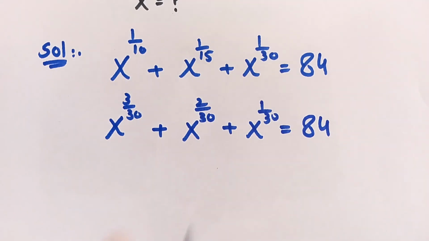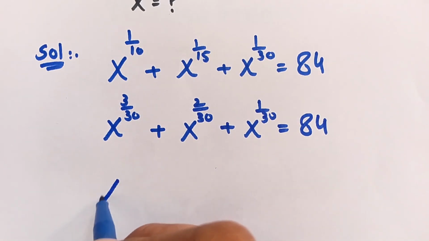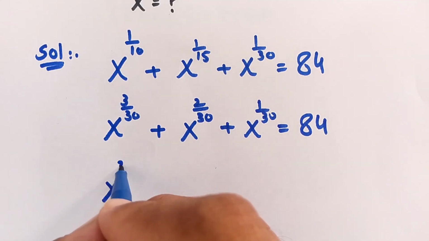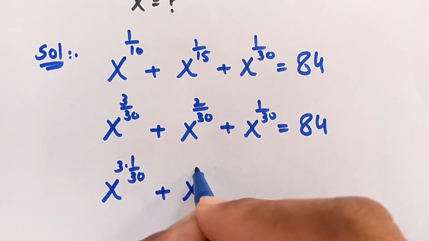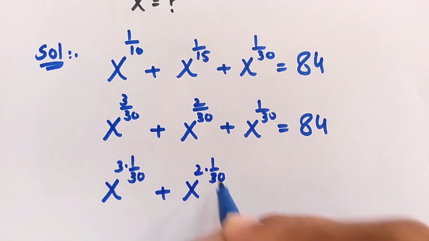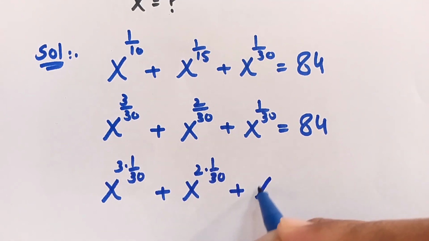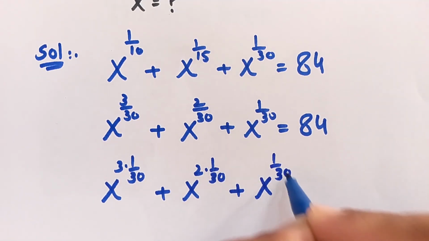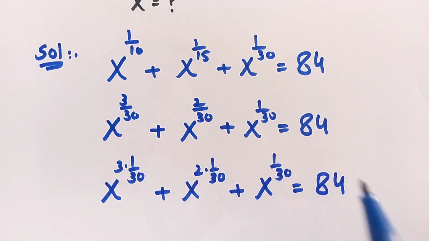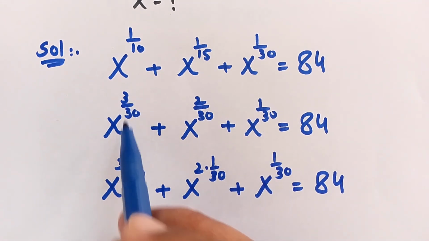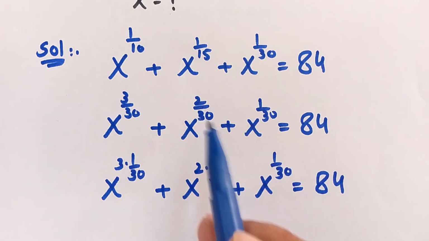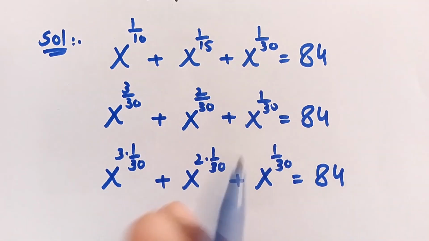Now, in the next step, x to the power of 3 times 1 over 30, which is equal to 3 over 30, plus x to the power of 2 times 1 over 30, plus x to the power of 1 over 30 is equal to 84. Here 3 times 1 over 30 is equal to 3 over 30, and here 2 times 1 over 30 is equal to 2 divided by 30. So these both are the same cases.